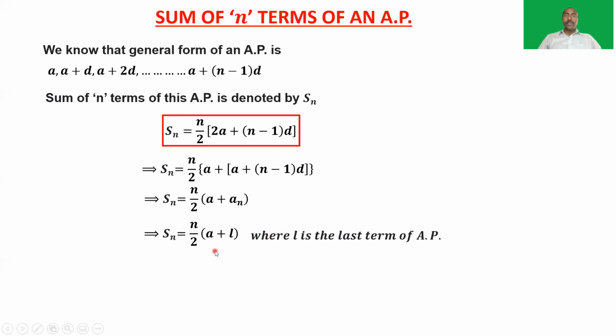So we can use this formula also when the last term is available in the given arithmetic progression. Okay, so whenever the last term is available and we know the number of terms and the first term, we can use this formula, which is better than using the long formula.